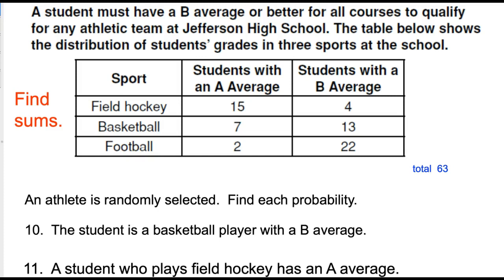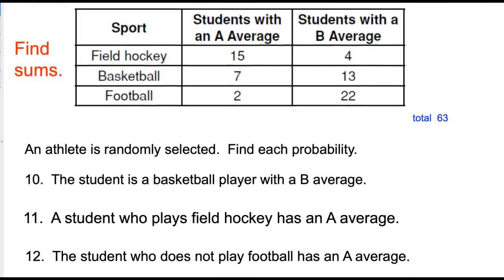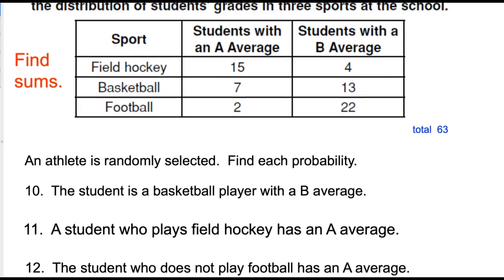Student must have a B average or better for all courses to qualify for any athletic team at Jefferson High School. Table below shows a distribution of students' grades in the three sports. So again, very similar. We have a table, so we're given all this data, and so we want to know if an athlete's randomly selected, the probability that a student is a basketball player with a B average.